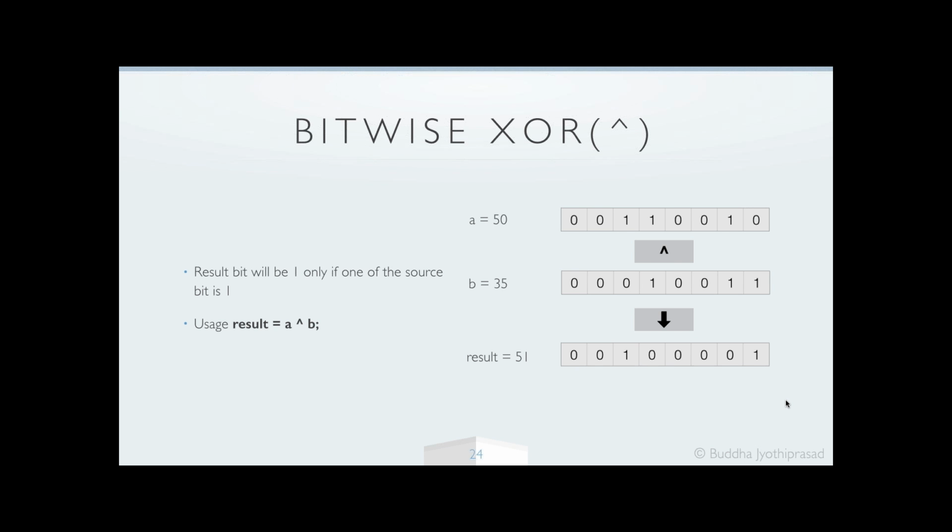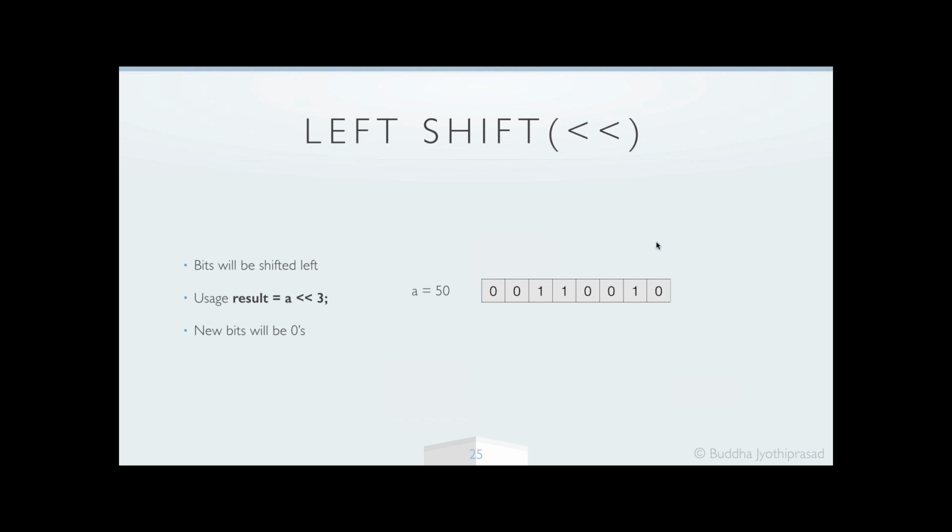And there is bitwise XOR. XOR is a special operator wherein for it to result in 1, only one of them has to be 1. So if you take the same case, because this is 1, this resulted in 1, and then because both are 1, it resulted in 0, and this also resulted in 0 because both are 1, and then this resulted in 1 because only one of these is 1. That is how the bitwise XOR operator works.